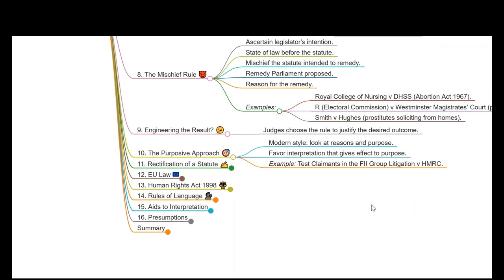10. The purposive approach. The purposive approach is the modern style of interpreting statutes. Here, judges look at the reasons why a statute was passed and its overall purpose, even if it means moving away from the strict, ordinary meaning of the words. The case of Test Claimants in the FII Group Litigation v. HMRC illustrates this approach, emphasizing the court's duty to favor interpretations that give effect to the legislation's purpose.